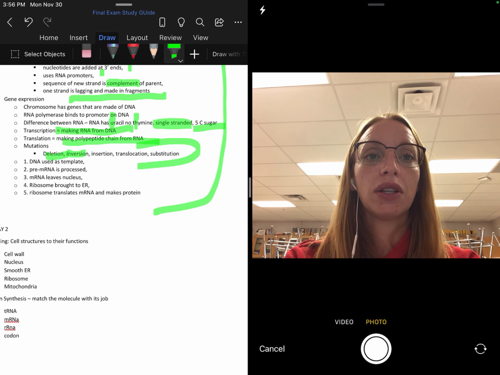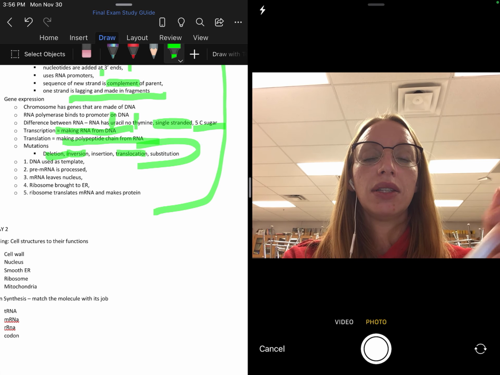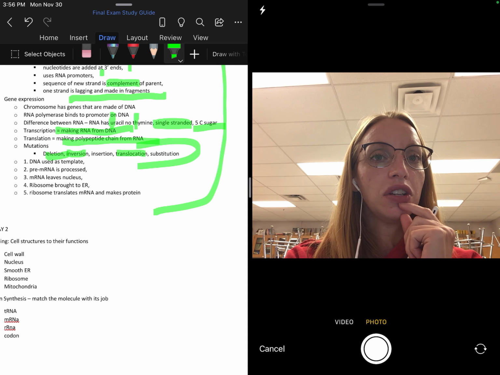Like inversions and translocations are chromosomal. Insertions can also be chromosomal or DNA related, but deletions and substitutions are where base pairs are changed.